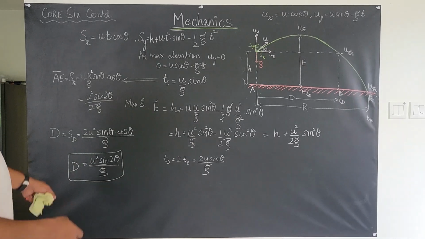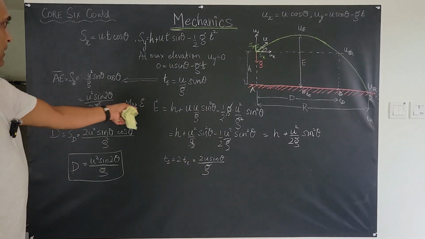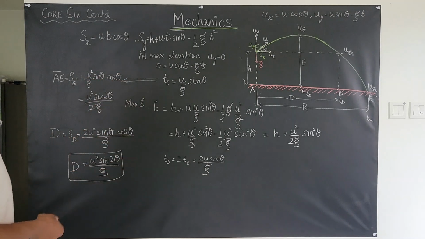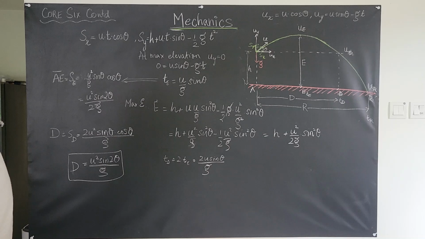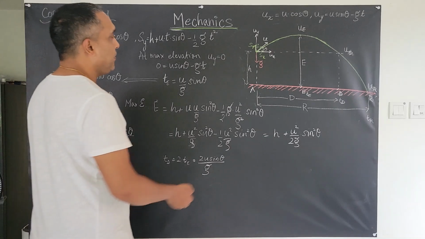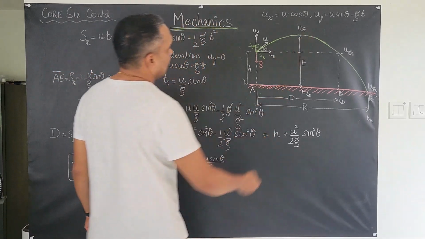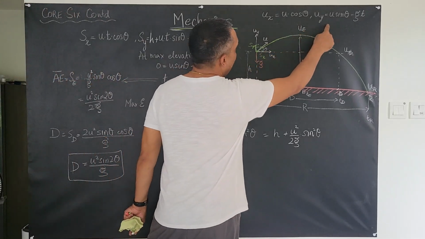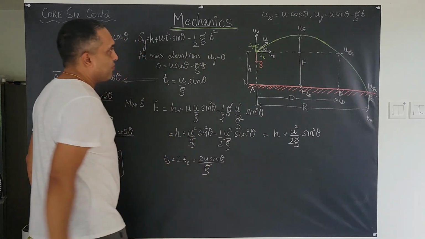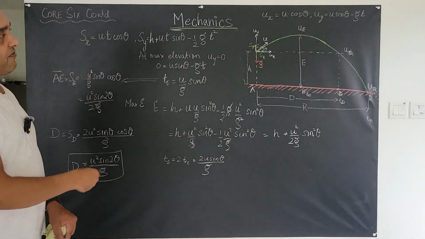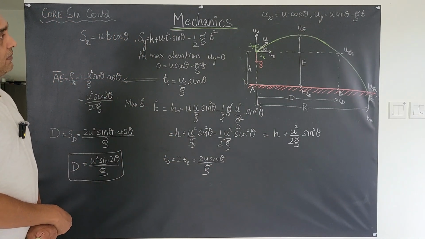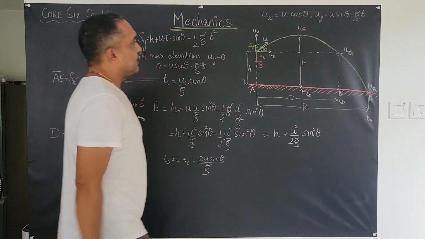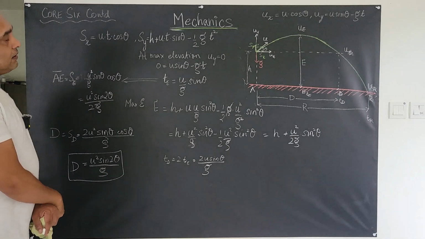So I know d, I know the distance e, I know the elevation, I know the time. If I want to calculate the velocity ue, well, since the vertical component is null, I know that just the horizontal component exists. So that's a fairly easy one, right? At this point, it's just u sine theta. That's the only thing that exists.